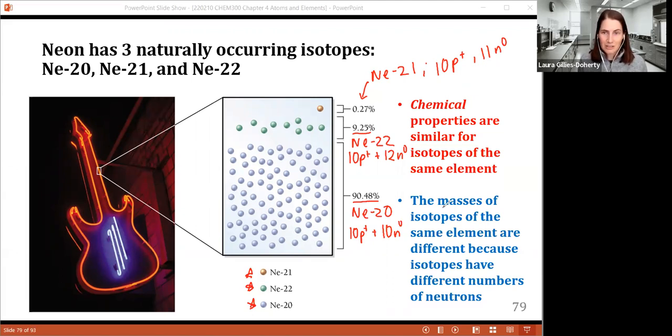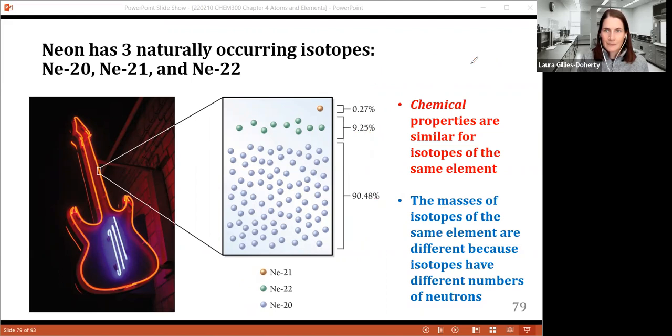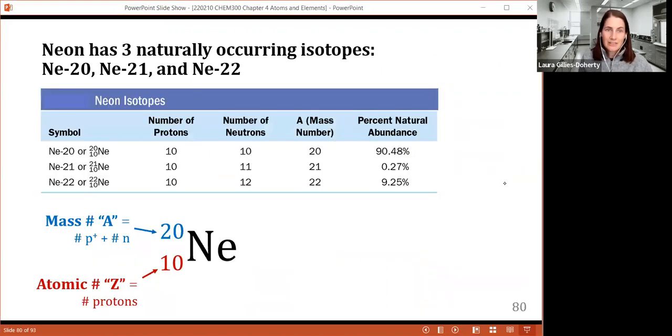What does change is the masses. Because each isotope has a different number of neutrons, and neutrons contribute to the mass of an atom, the masses of the different isotopes can vary. Let's check out neon in a little bit more detail. This is a summary of what we just talked about. There are 3 ways to write the chemical symbol for the neon isotopes: neon 20, neon 21, and neon 22. You can use either notation. Because they're all neon, they all have the same number of protons, but it's the number of neutrons that varies.